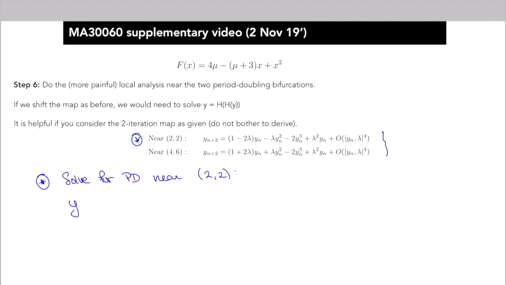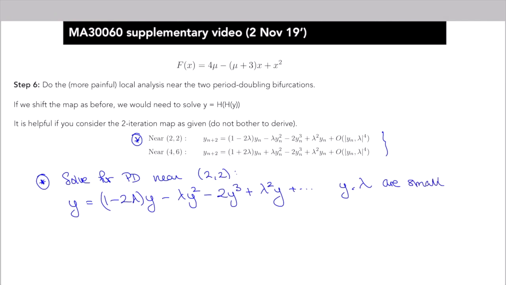Then you just want to solve y is equal to 1 minus 2 lambda y minus lambda y squared minus 2y cubed plus lambda squared y plus dot dot dot, in the limit that y and lambda are small. You're always looking at where y and lambda are small. First, you see that this y on the left-hand side will cancel with the 1 times y on the right-hand side. So this essentially gives you 0 is equal to minus 2 lambda y minus lambda y squared minus 2y cubed plus lambda squared y plus dot dot dot.